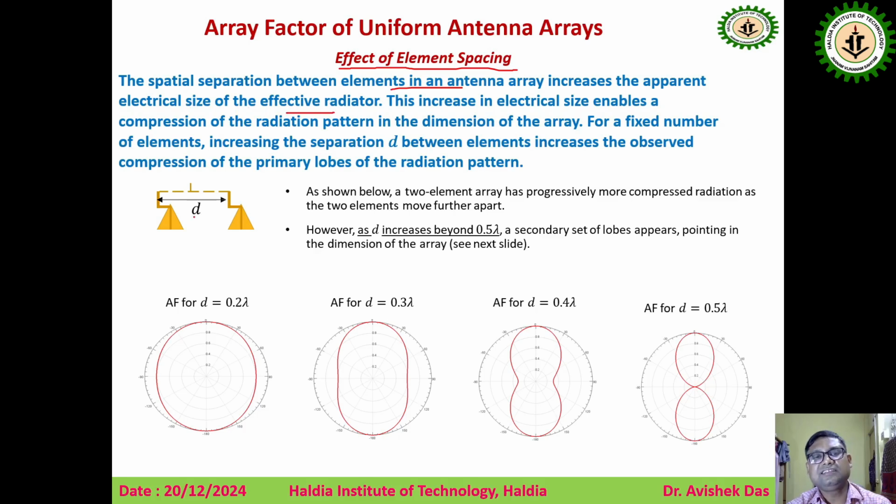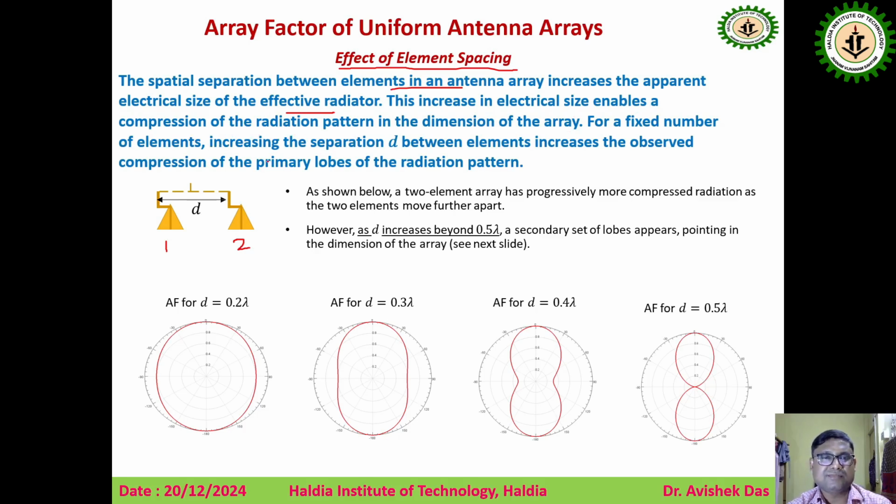So if we increase the distance d between the two elements, where this one is antenna 1 and this one is antenna 2, then what happens? The total radiator size becomes larger. But if we decrease the distance between the two elements, then the radiator size becomes smaller. This increase in electrical size enables a compression of the radiation pattern in the dimension of the array.